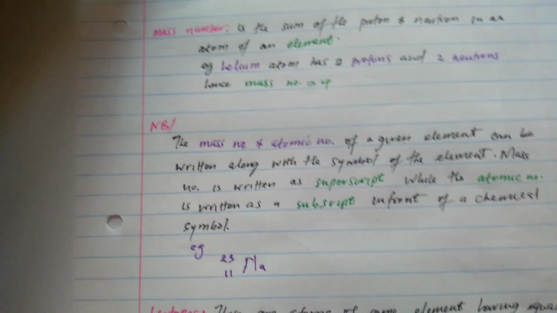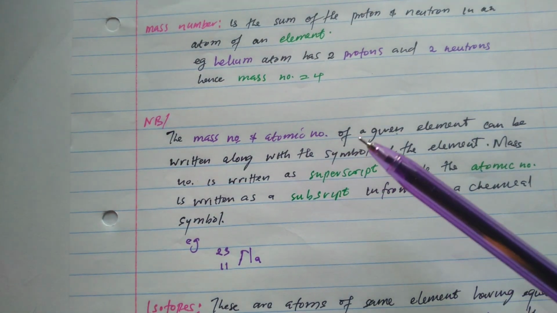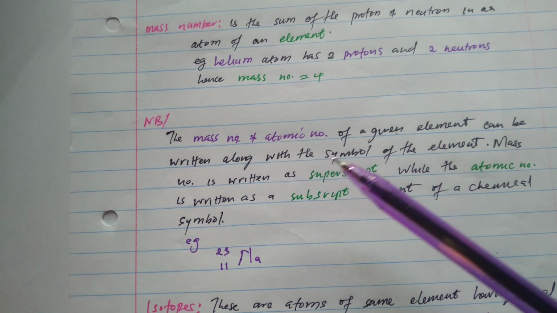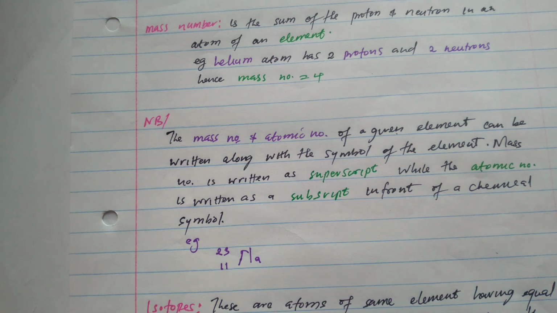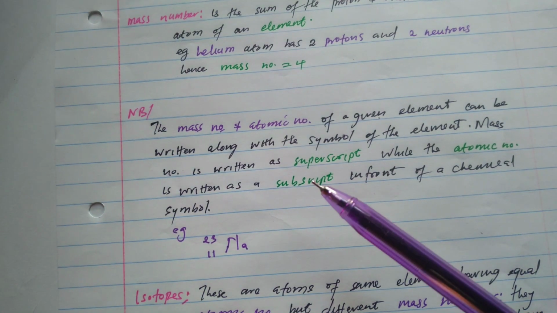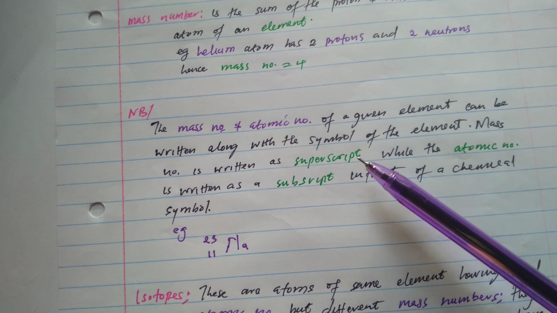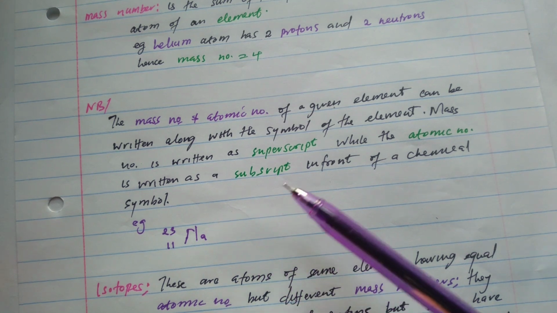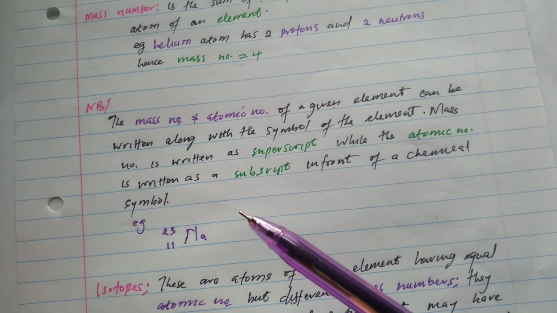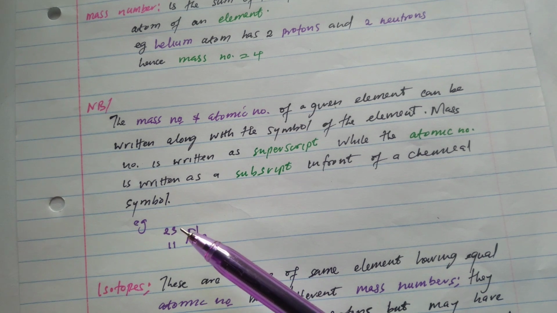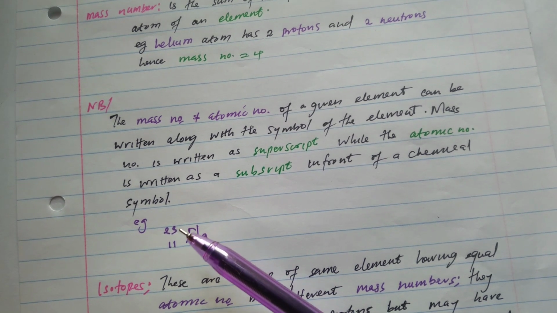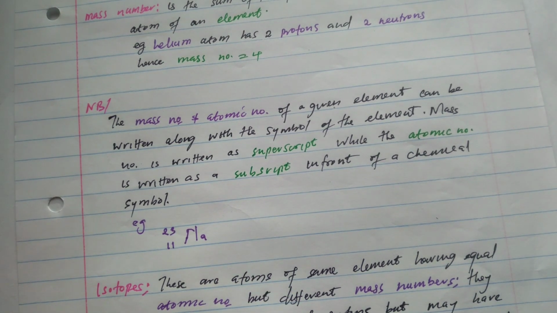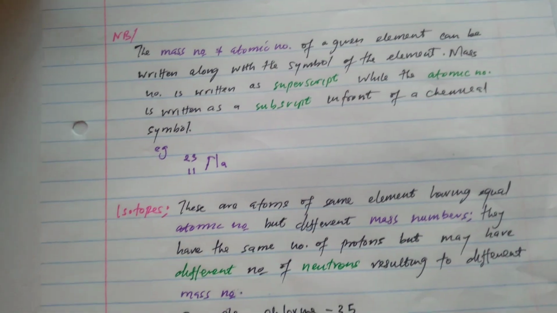Also, one thing you need to note is that the mass number and the atomic number of a given element can be written along with the symbol of the element. For instance, the mass number is written as a superscript on the upper side, while the atomic number is written as a subscript in front of the chemical symbol. For example, we have sodium here having 23 as a superscript, and a subscript will be the atomic number. So that's how we always see it on the periodic table.